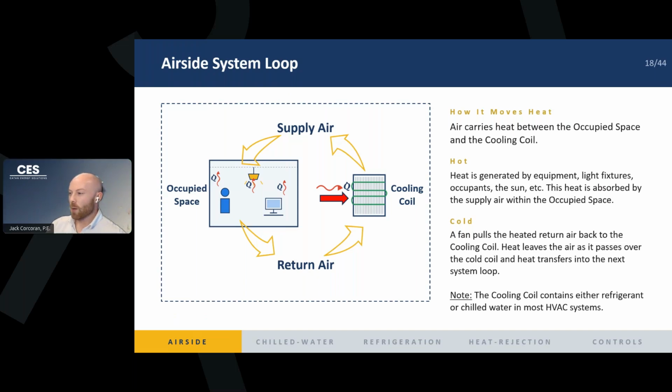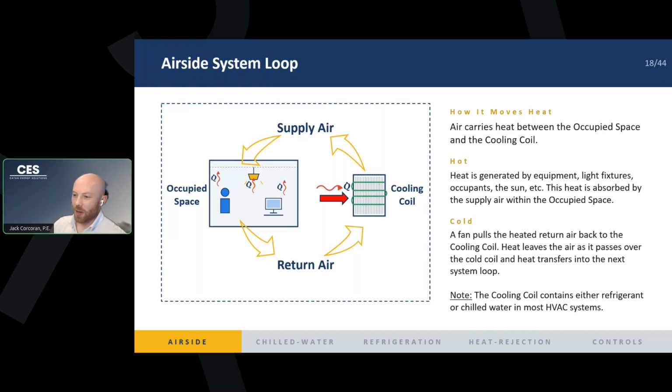We are pumping cold supply air into the space, where it absorbs the heat. It then leaves the room as return air. A fan pulls it over the cooling coil and rejects the heat into the next loop. So that warm air becomes cold after it rejects the heat, and it cycles back into the space. Your cold air absorbs heat and then rejects heat into the coil.